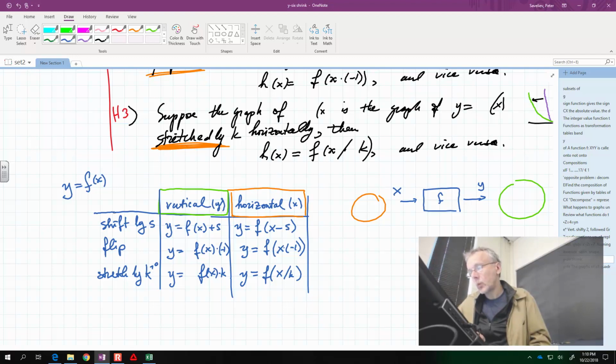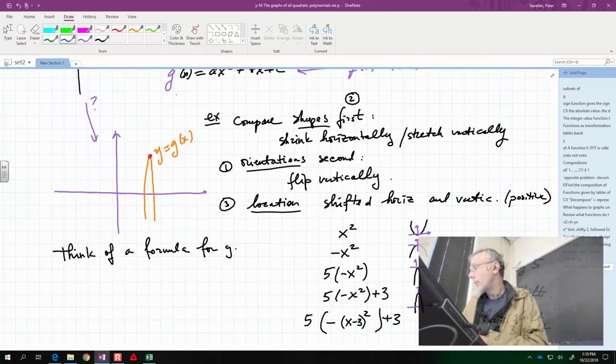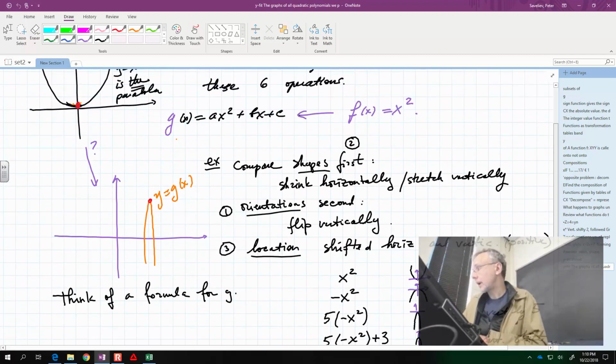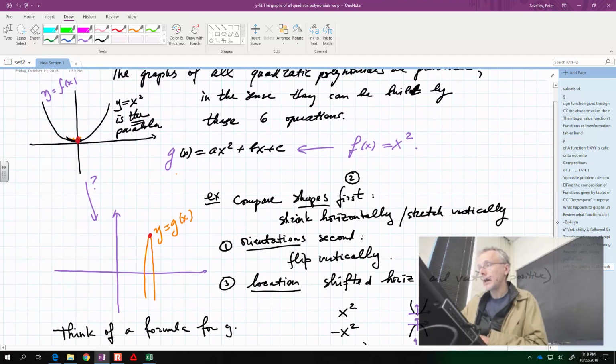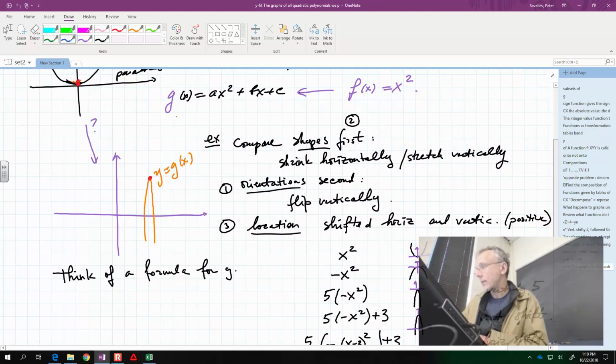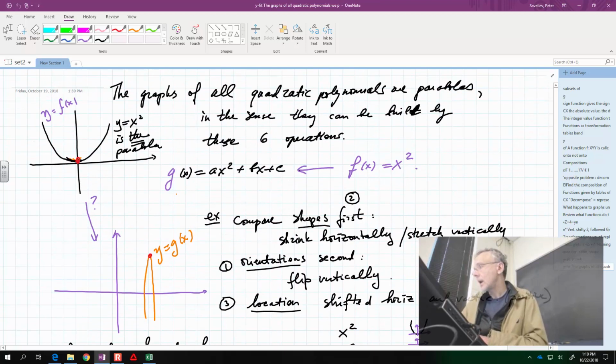Now, but what comes next is the really interesting application. We will try to take care of all quadratic polynomials at once with the help of this idea. So we already started on that. And the idea is that the graph of every quadratic polynomial is a parabola in the sense that if we have two different ones, we can transform one into the other by means of those 6 operations. In fact, fewer than 6.